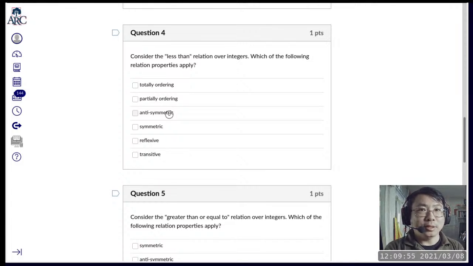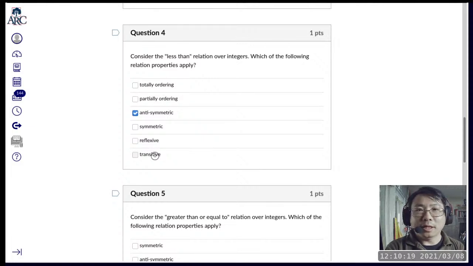Strangely, it is anti-symmetric. Okay, I'll explain that in just a little bit. So I'll check this one. Or if you guys think, yeah, we got that, okay, then I'm not going to talk about it. So in the text channel, you guys can say whether you understand why less than as a relation is anti-symmetric.